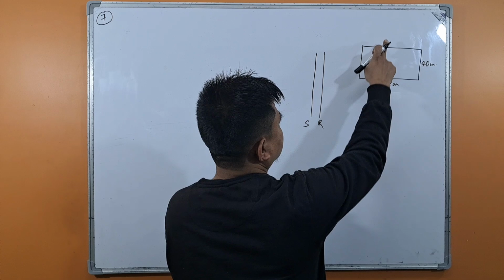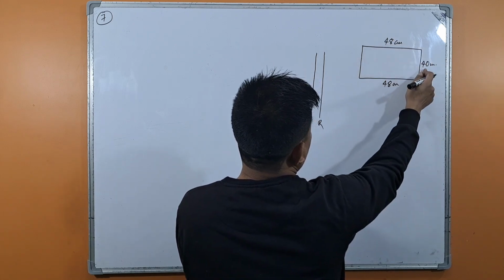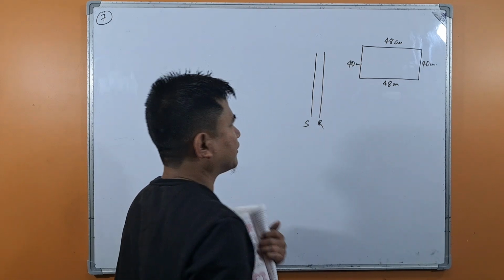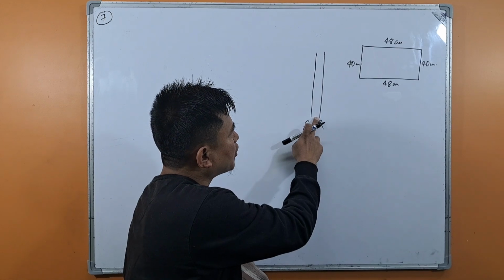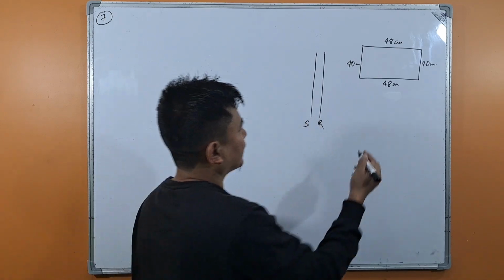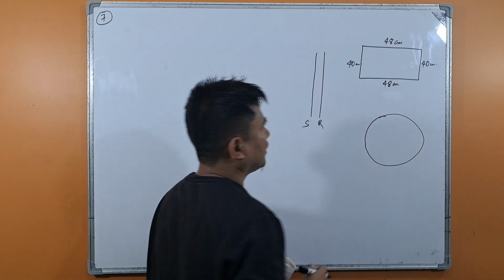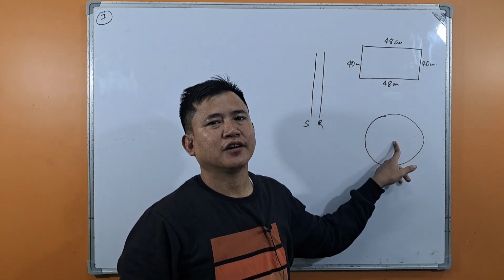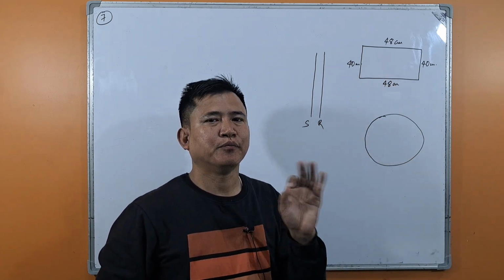If this is 48, this is also 48, isn't it? Opposite sides of a rectangle are equal. If this is 40, this must also be equal to 40 centimeter, isn't it? Now, Reba used this copper wire to make a circle, okay? Reba made a circle out of this copper wire. Now the question is asking us which of these two figures will cover maximum area? Which of these two figures will have more area?